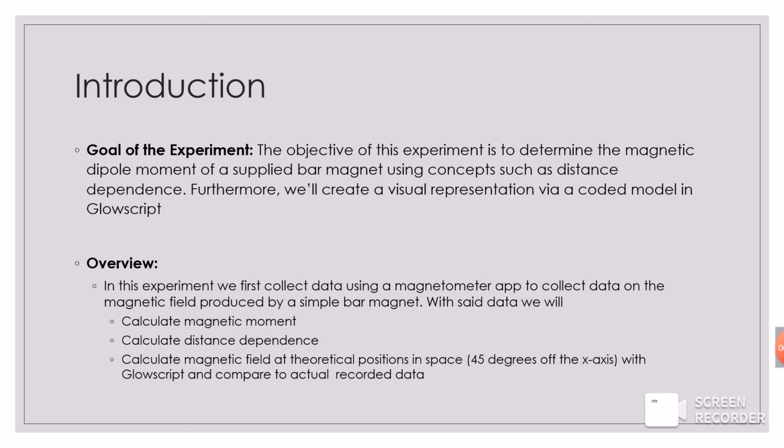The overview. In this experiment, we're going to first collect data using a magnetometer app on the magnetic field produced by a simple bar magnet. With said data, we will calculate the magnetic moment, calculate distance dependence, and calculate the magnetic field at theoretical positions in space. In this instance, it's going to be 45 degrees off the x-axis with Glowscript, and compare it to actual recorded data.